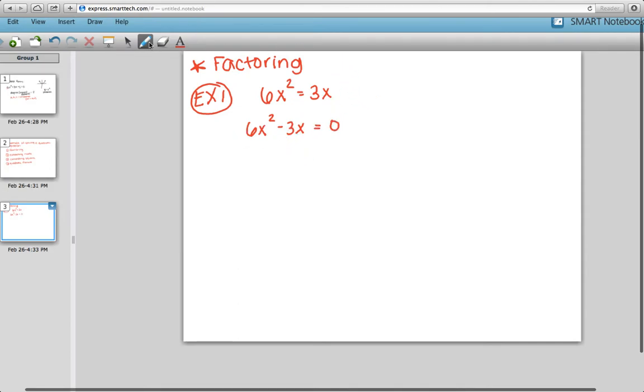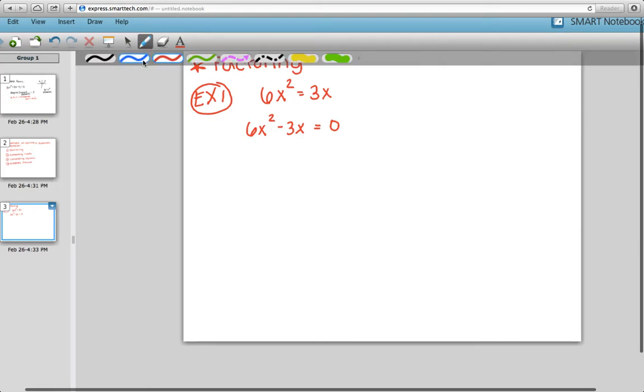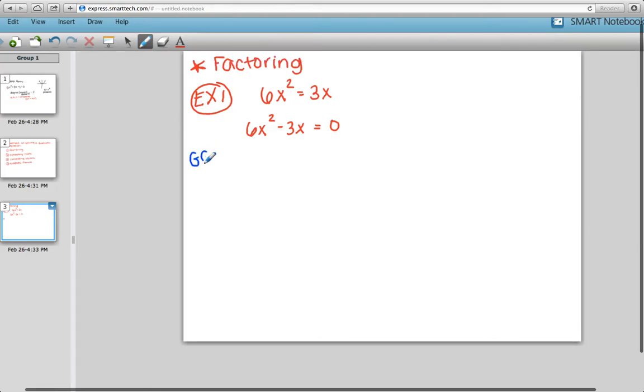Now, solve this. You're solving for x. If you notice, I can take out a GCF, a greatest common factor. What do the terms 6x squared and 3x have in common?